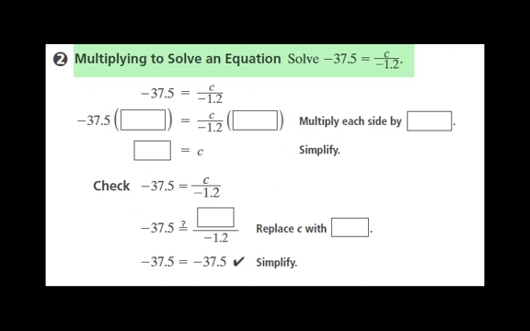For example 2, we're multiplying to solve an equation. Solve negative 37.5 equals c over negative 1.2. To solve this equation, we're going to multiply both sides by negative 1.2.